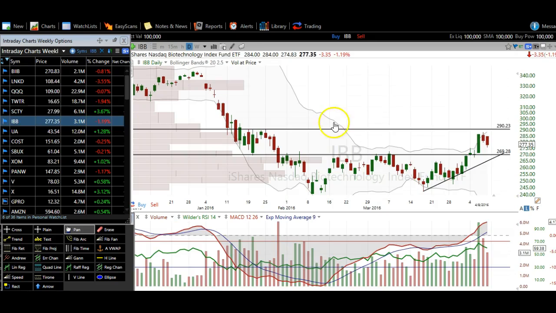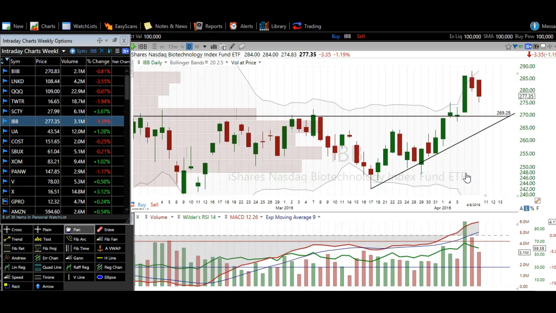Next, I'm going to cover IBB. Pretty similar look to Biogen, BIIB, which we covered before. We've got this uptrend line support. I got a touch here. 1, 2, 3, 4, 5, 6, 7 touches, including this touch right here. And that matches up with the support right here that we broke over.